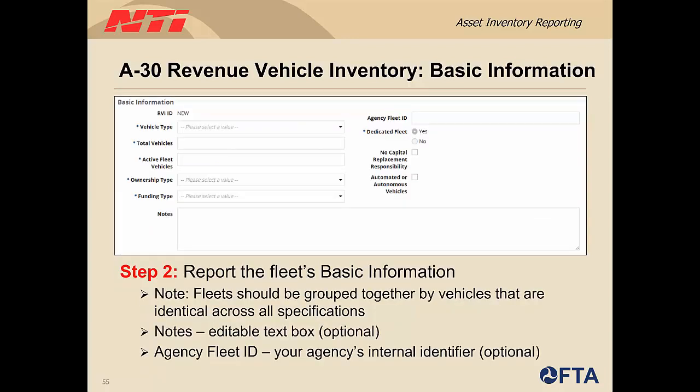The first section to complete for a new fleet is the basic information. A vehicle fleet may consist of more than one vehicle as long as all of the characteristics are identical across the vehicles. The notes section and agency fleet ID field are optional. You may use these fields to help report any internal identifiers for the vehicle fleets.